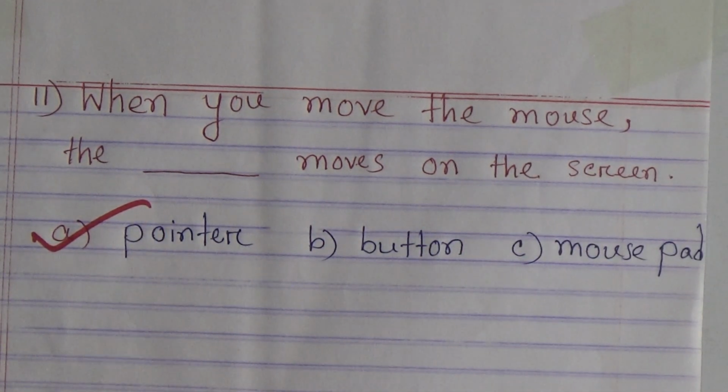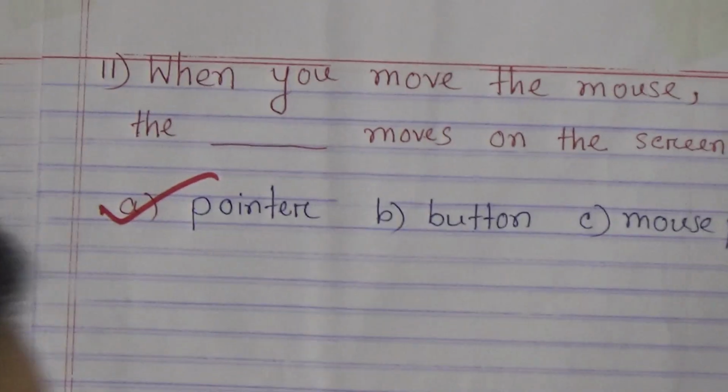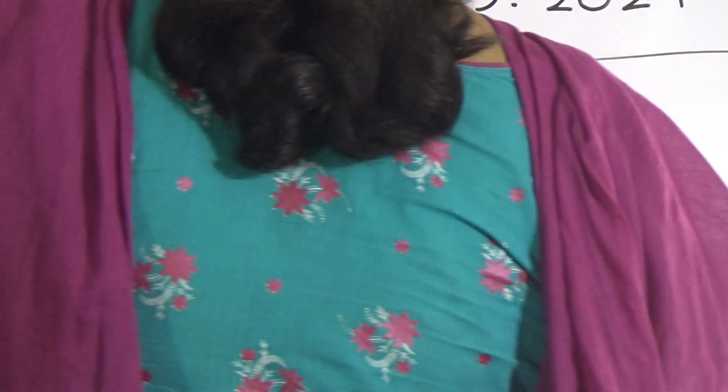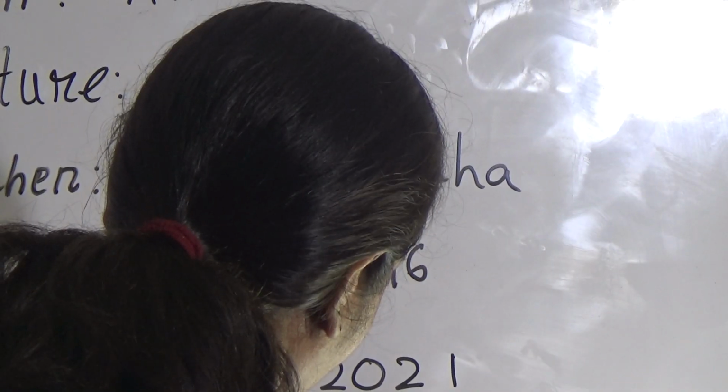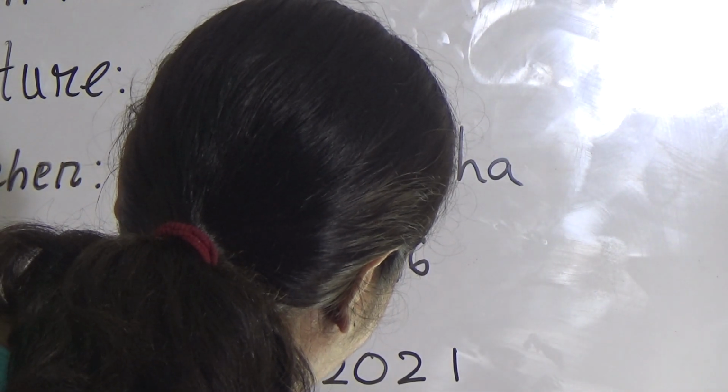So student, your homework is the M.C.Q. questions from number 7. You have to write only the answer. No need to write the full sentence. Only the answer.